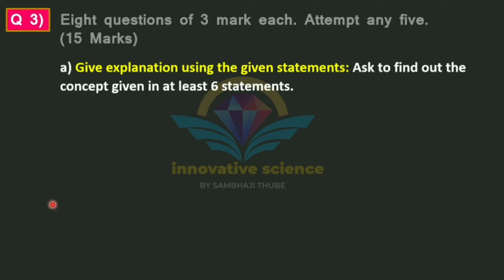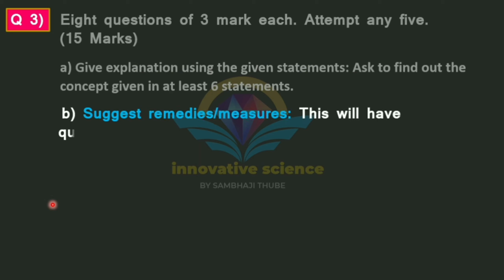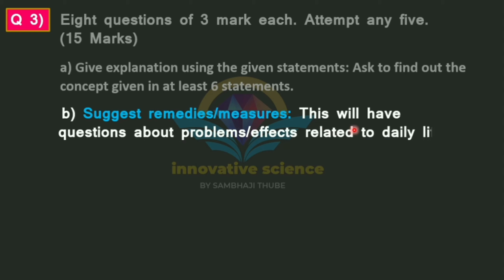Then the next type of question is suggest remedies or measures. This type of question will have questions about problems or effects related to daily life. You have to give remedies for problems from our regular life. This is not a textbook based question. You have to think for this question.